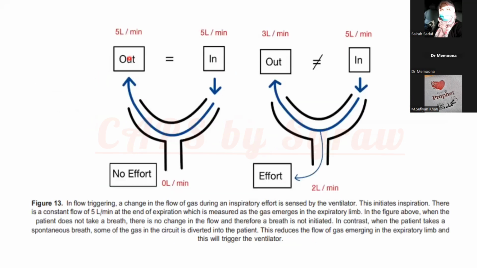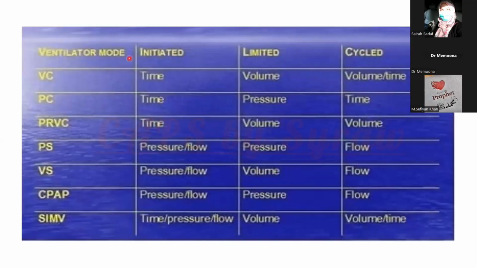This is a similar concept with flow triggering, except that instead of a negative pressure drop, here the drop is in the flow in the vent tubing. So the vent will sense the drop in the flow in its tubing and it will initiate the breath. But the breath is usually triggered by the patient and it is only supported or augmented by the ventilator. This is the main difference.